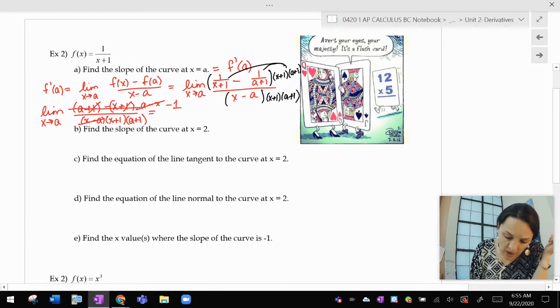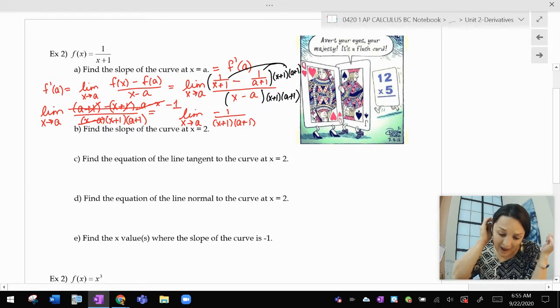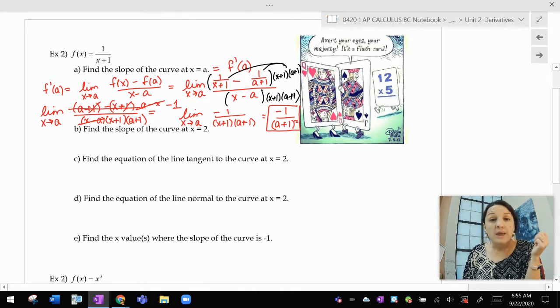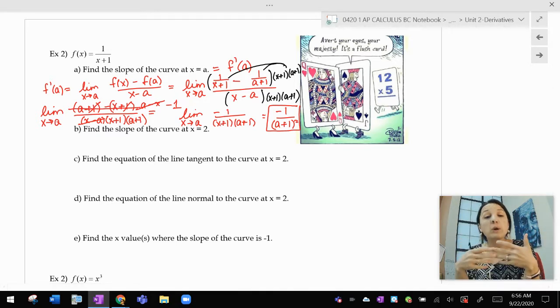Then I have the limit as x approaches a of negative 1 over x plus 1, a plus 1. Now if I evaluate that at a, I have negative 1 over a plus 1 squared. That right there is a function that when you plug values in for a, you will get the slope of f at a. That is, in effect, the derivative.